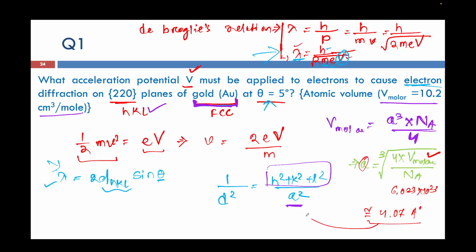Now put this a value here, you will be getting d value, right? Now put this d value here, you will be getting lambda value. Now put this lambda value here, you will be getting the acceleration potential. If you are doing the calculation with me, it will be close to 2400 something, 2415 volt or something. That was the answer. I'll just check it. If anyone has calculated, can you confirm what is the acceleration potential?